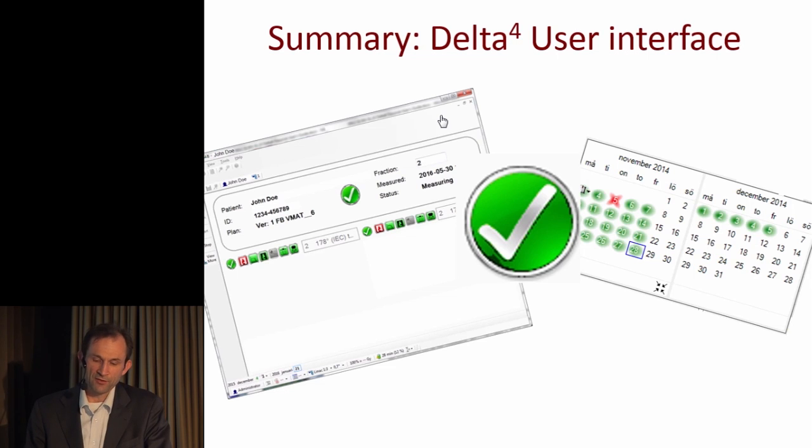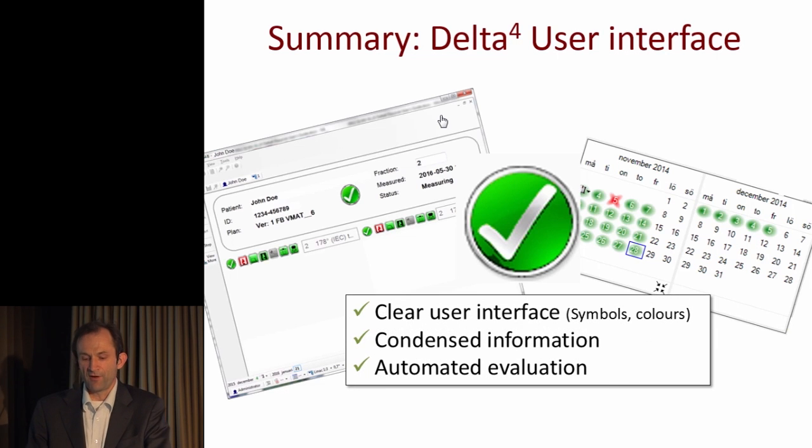So the Delta4 Discover user interface is a very clear user interface using in principle just symbols and colors to make it very intuitive to work with. It gives you condensed information and it has an automated evaluation so that you can handle this huge amount of data in a very efficient way.